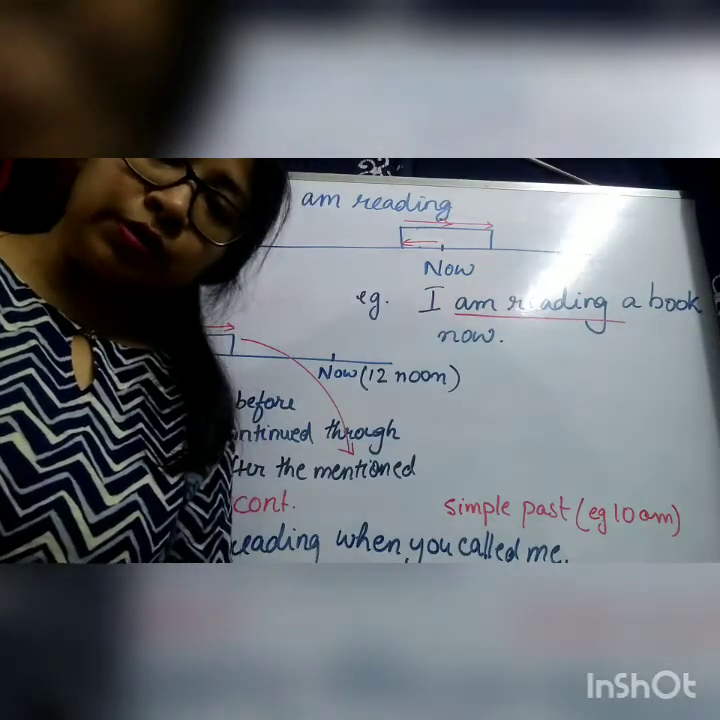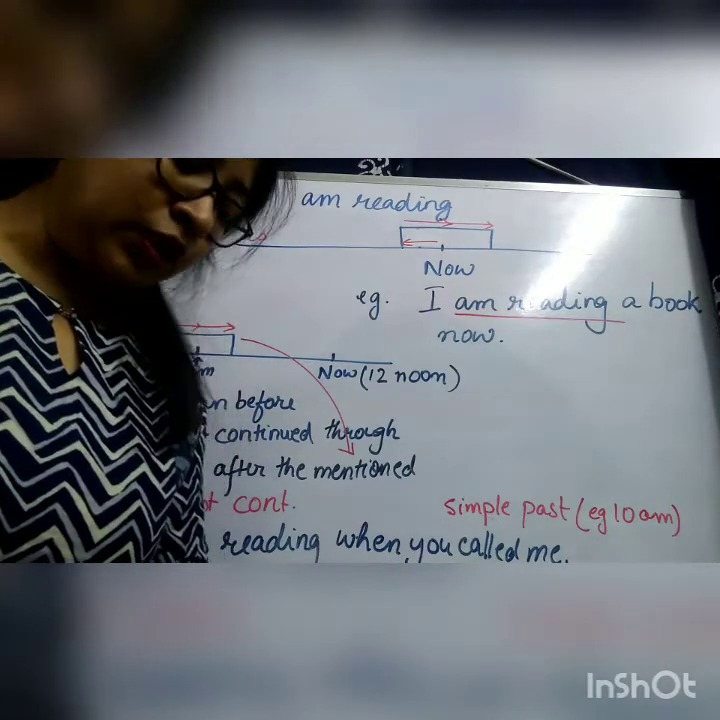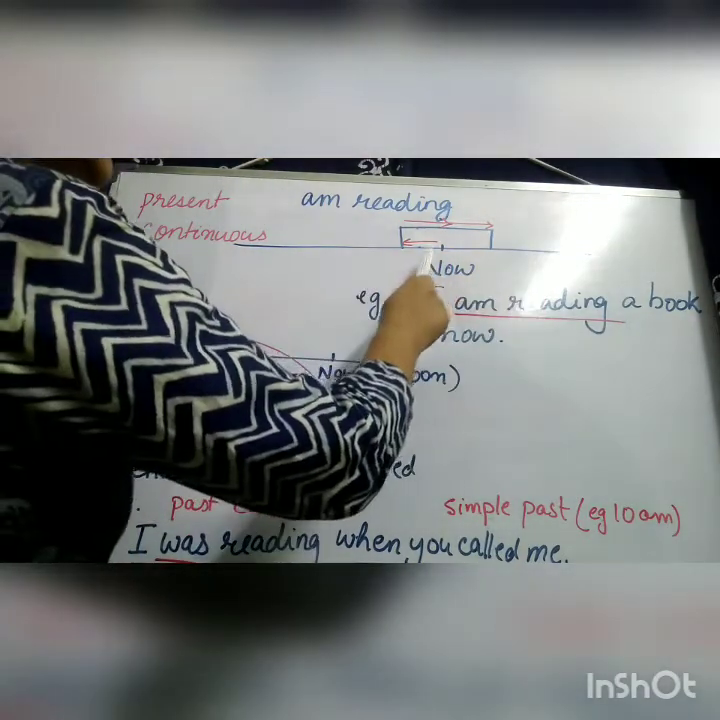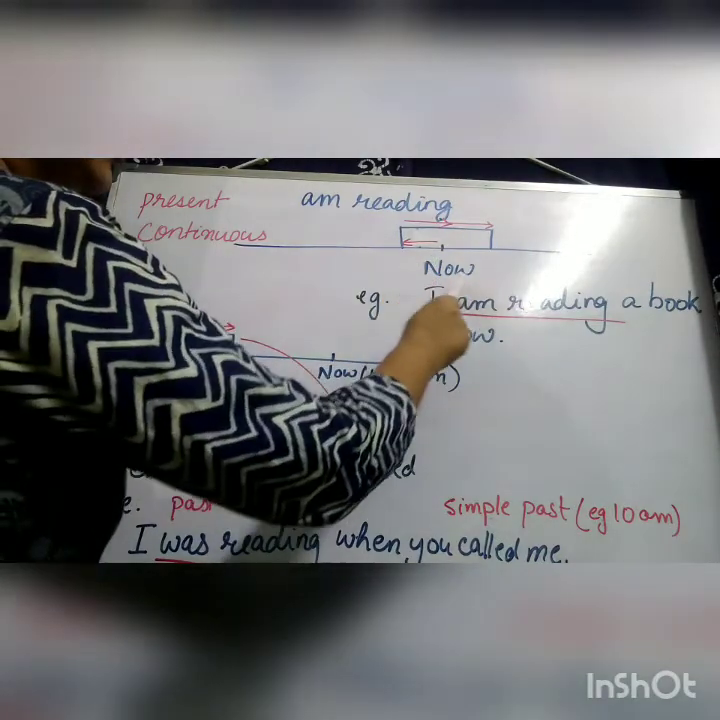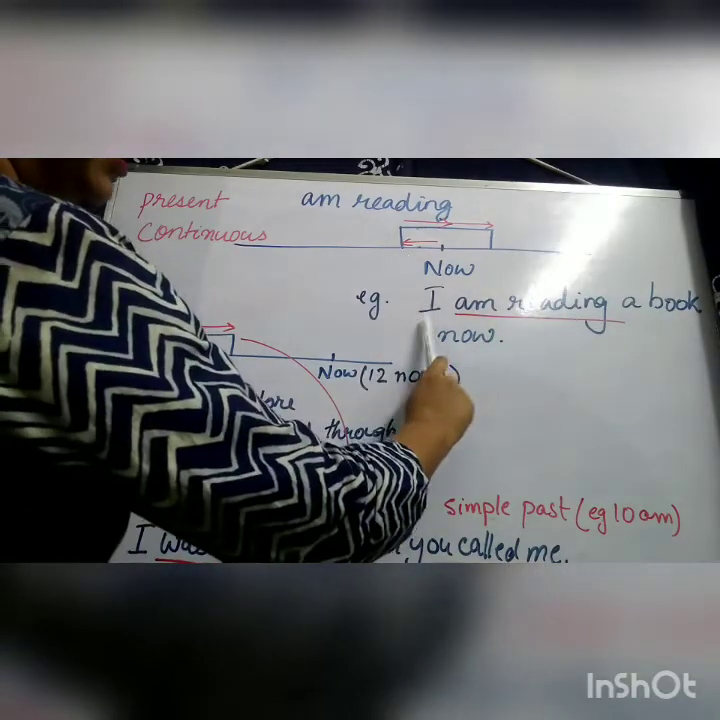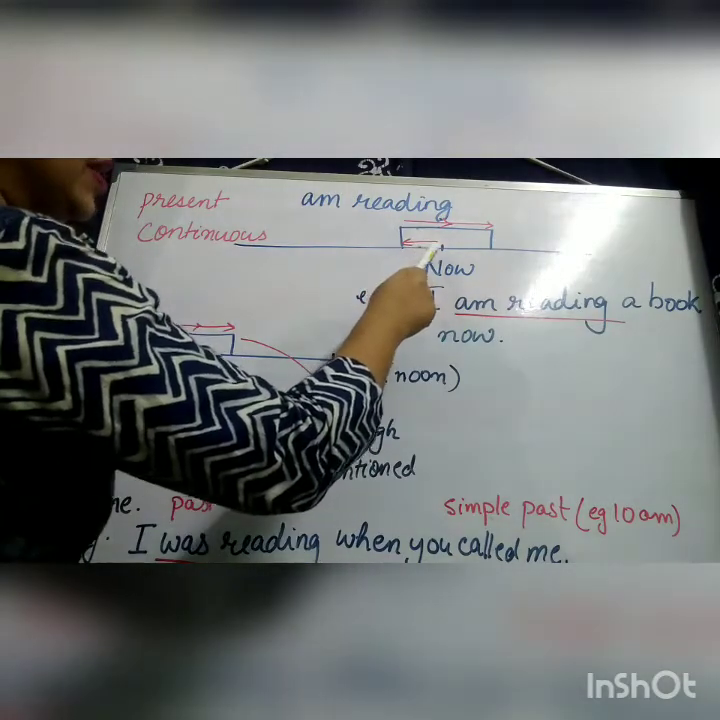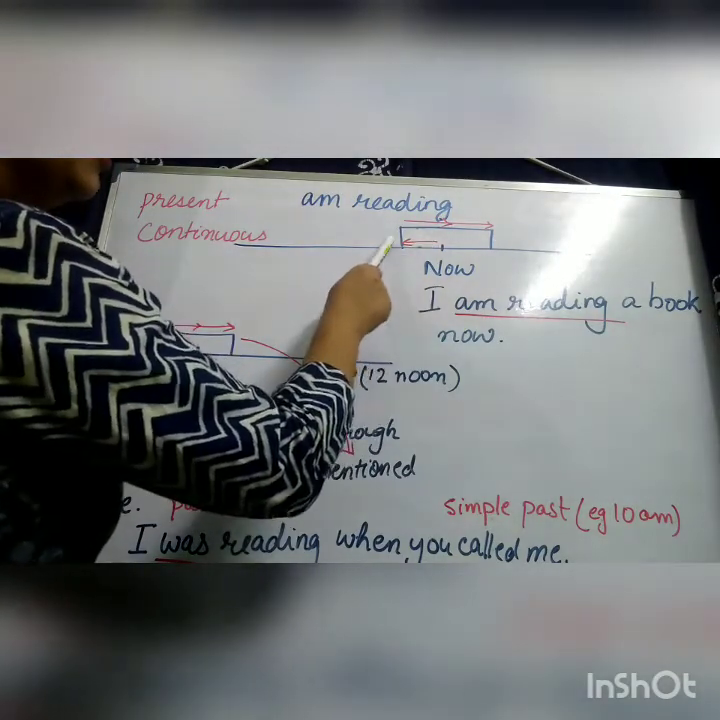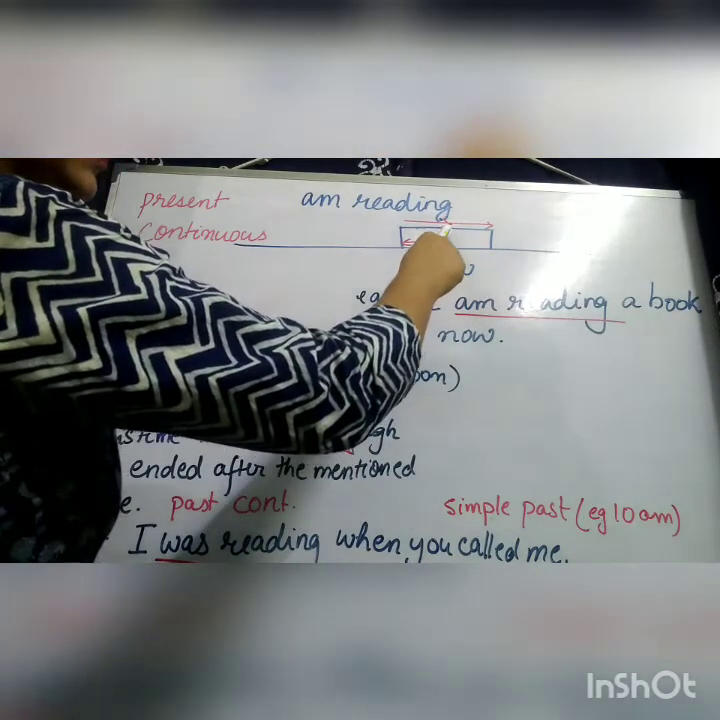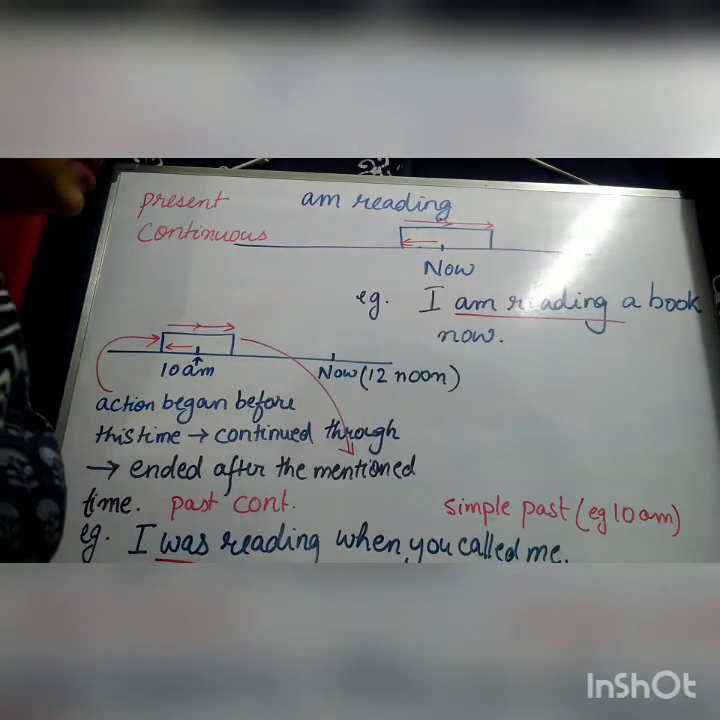Next, we shall be talking about ongoing action, which is also called continuous tense. So let us take a look at this timeline over here. You see, this is the present moment marked as now, and the sentence I have written over here is I am reading a book now. So what does this mean? This means that the action started sometime before the present moment. It continued through all this time. It's still going on and will end sometime after the present moment.